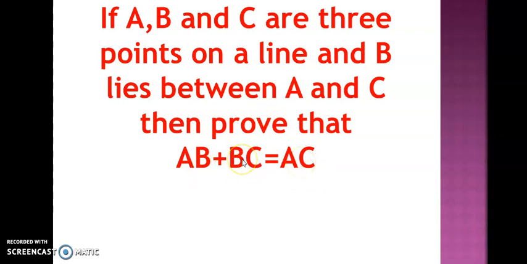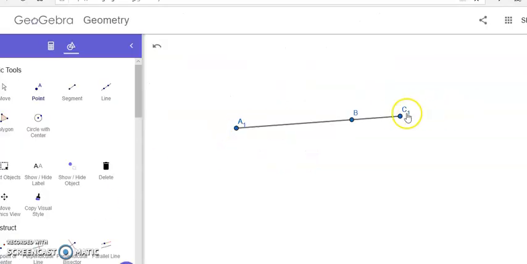For that, we need a diagram, isn't it? Let me draw that. Here is a line AC, and A, B and C are the points on the line, and this point B lies between the points A and C. And then we should prove that the sum of AB and BC is equal to AC. So children, now think and give me the answer. Which axiom can we use here to prove this statement?